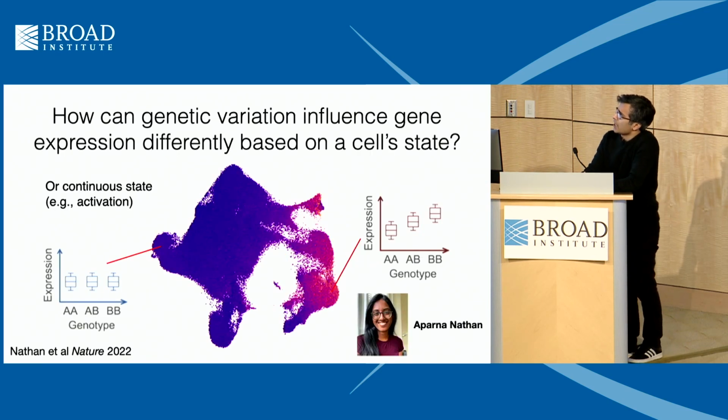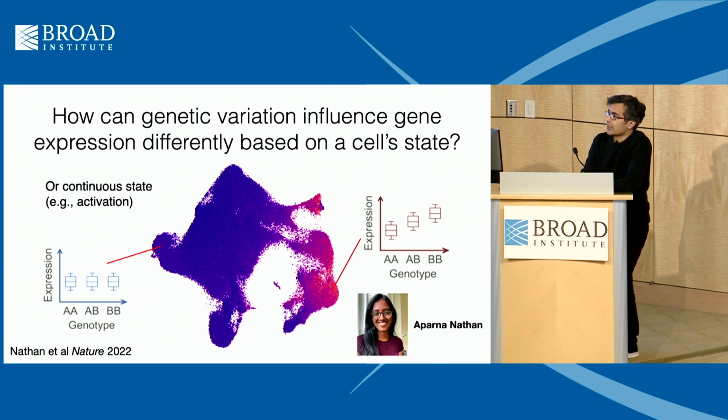So we've thought a lot about this problem and about genetic variation and how it might influence a gene's expression differently in different cell states. Again, trying to take advantage of single cell data. In this study, we tried to come up with per cell betas for eQTLs. So you can imagine that there are some cell types or cell states within the same cell type where there's no association, and others where there's a strong association.